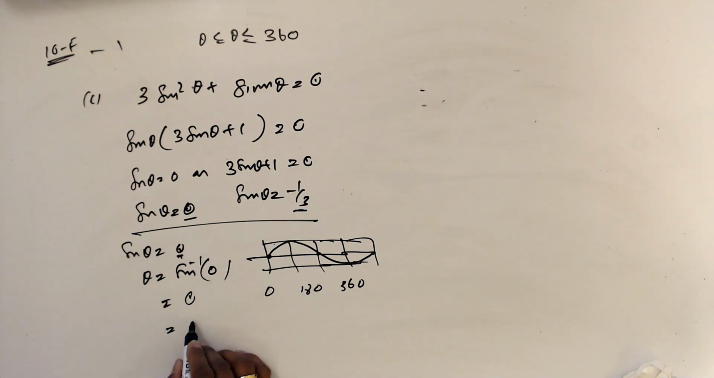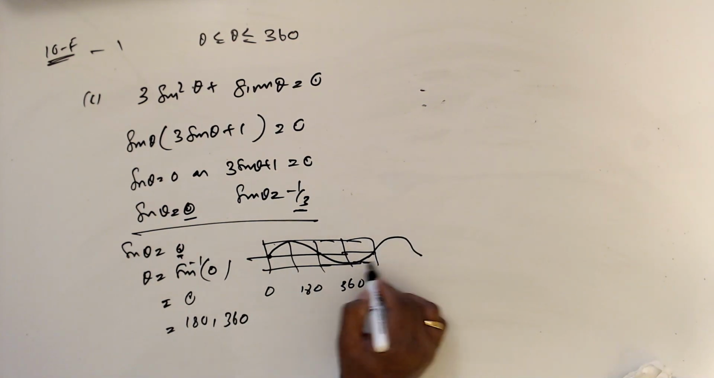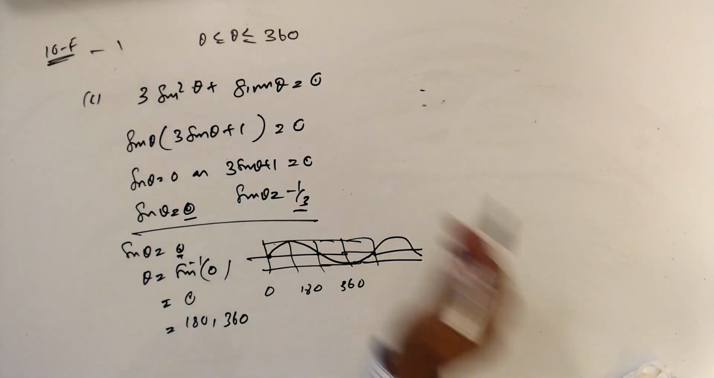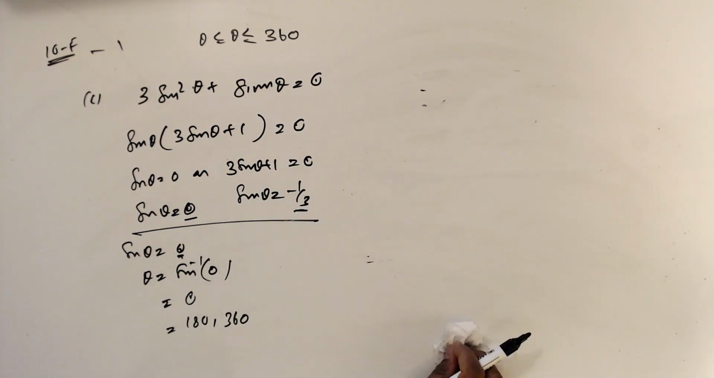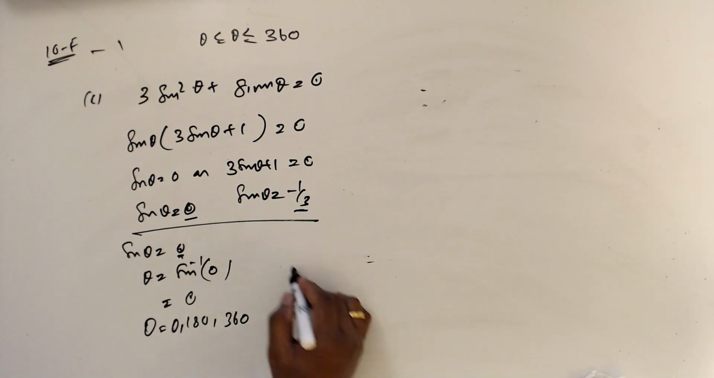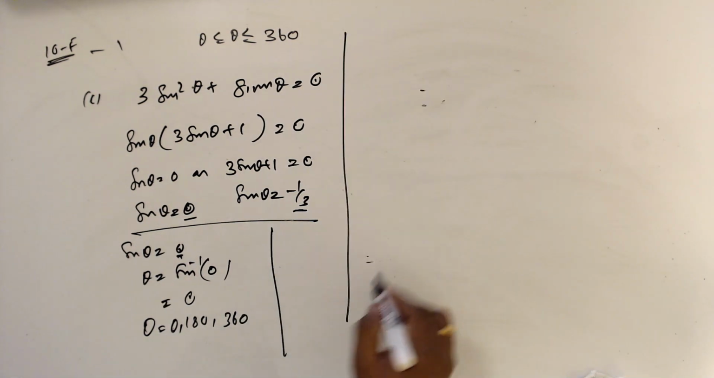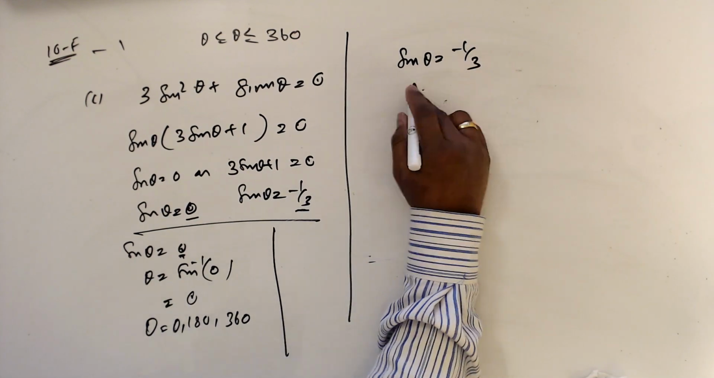Then the next one is 180 and the other one is 360, and there are more, but we don't need them, this is out of range. So that is done now. So theta equals 0, 180, 360. Now the other one: sine theta equals minus 1 over 3.